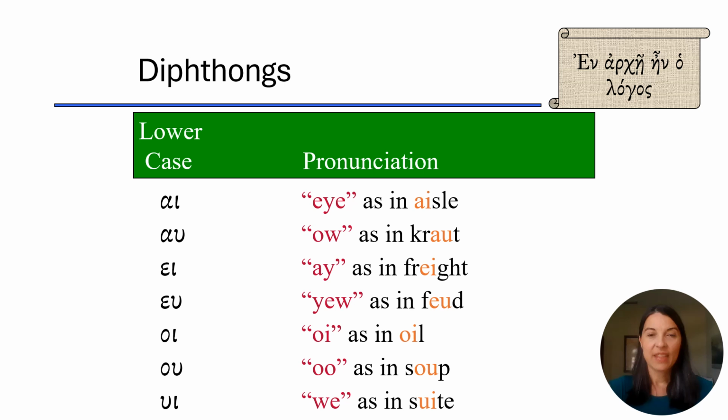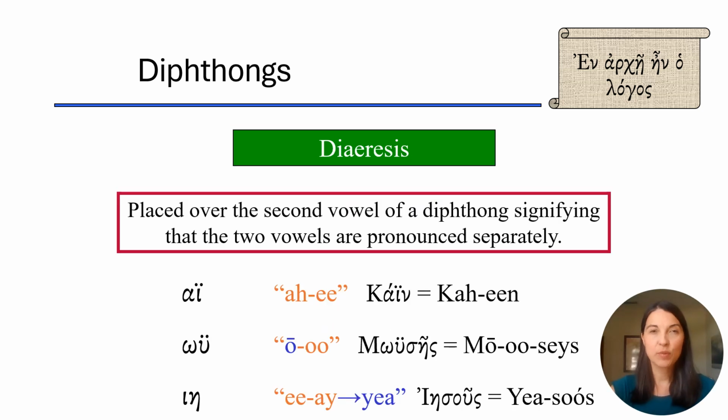The omicron and the iota make the sound oi, as in oil. The omicron and the upsilon together make the sound oo, as in soup. The upsilon and the iota together make the sound we, as in sweet. But there are some times where two vowels are together and they are probably a diphthong, but you are supposed to pronounce them separately. And the Greek will tell you when you need to pronounce them separately with these two dots. So with the alpha and the iota here, we see that you would pronounce this ai, not I.